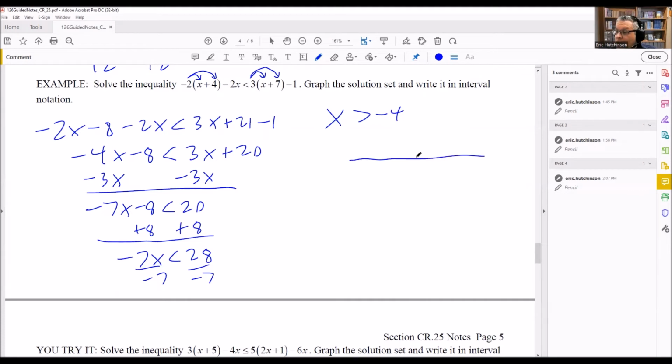Number line, we have -4. That's going to be an open circle this time because it's a greater than. We don't have the equals underneath. Now it's greater than, which means the arrow goes to the right. And because it does go to the right, when we start our interval notation, we have to start with -4. That's going to have a parenthesis. And it's going to go to infinity, which also has a parenthesis.